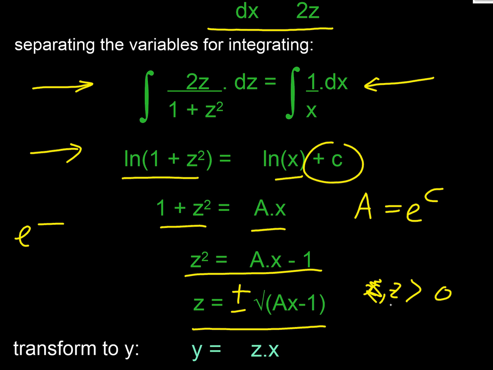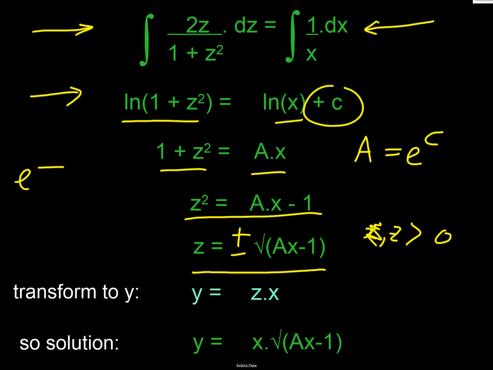There we go. Then I need to transform it back. Well, that's easy enough to get to my y's. So y equals zx. So therefore, substituting this in place of z, I get y equals x times the square root of ax minus 1 as being my general solution.